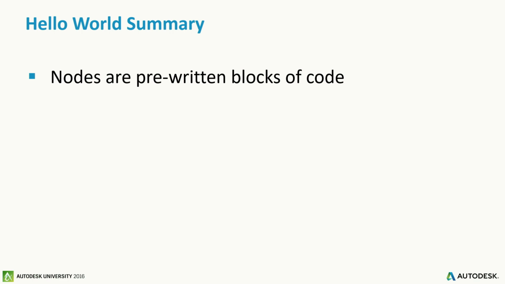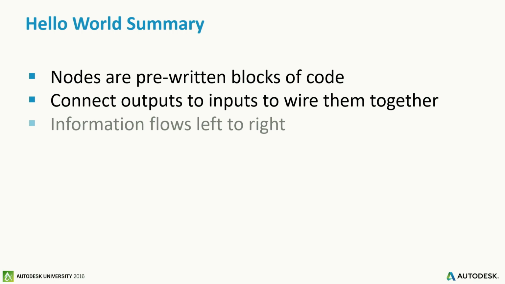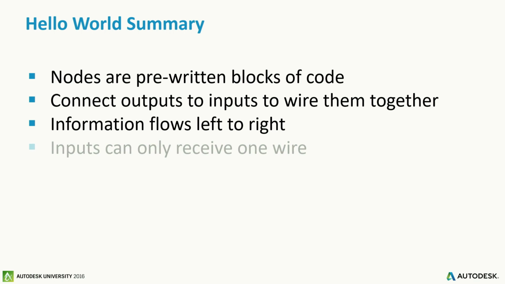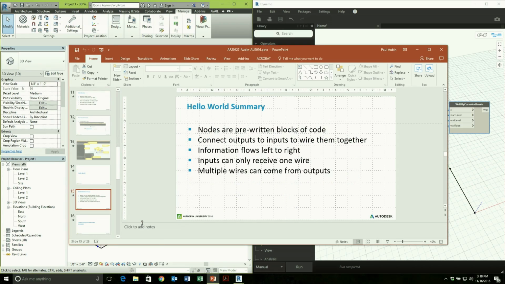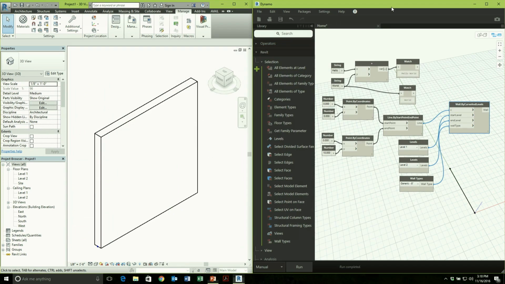So, just to refresh a few of these things, nodes are pre-written blocks of code. You connect them with wires. Information, I forgot to say this explicitly, but you probably noticed that information flows left to right. That's important when you're planning out your graph to think that way. Inputs can only receive one wire, but you can have multiple wires coming out of the outputs. And that's what we just saw right there.